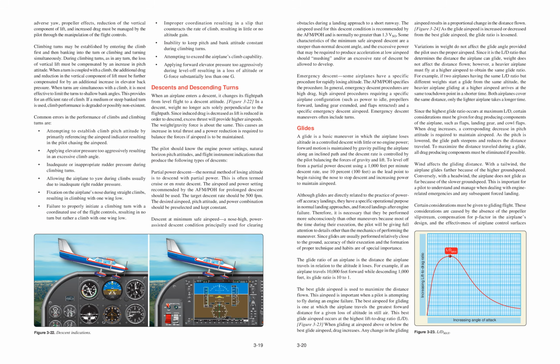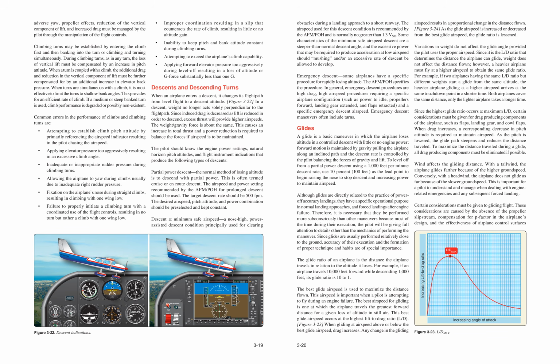Applying forward elevator pressure too aggressively during level off, resulting in a loss of altitude or g-force substantially less than 1 g. Descents and descending turns. When an airplane enters a descent, it changes its flight path from level flight to a descent attitude. Figure 3-22: in a descent, weight no longer acts solely perpendicular to the flight path. Since induced drag is decreased as lift is reduced in order to descend, excess thrust will provide higher airspeeds.